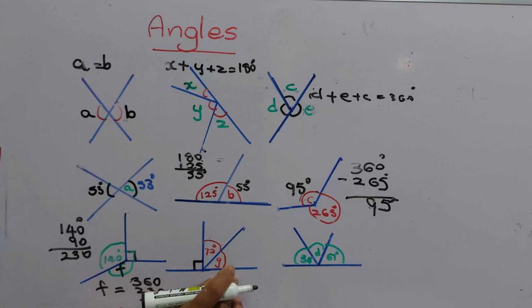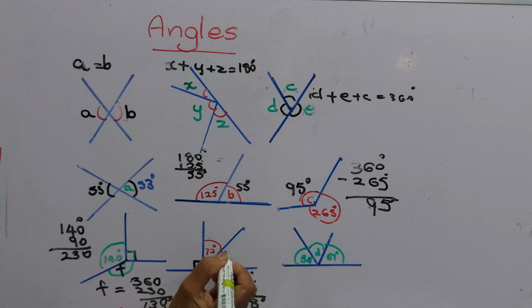We'll move to this figure. Here, this is also a right angle. Then what are we going to do? This acute angle is 72 degrees. We have to deduct 72 from 90 degrees. Then the value comes as 18 degrees. Angle G gives the value of 18 degrees.